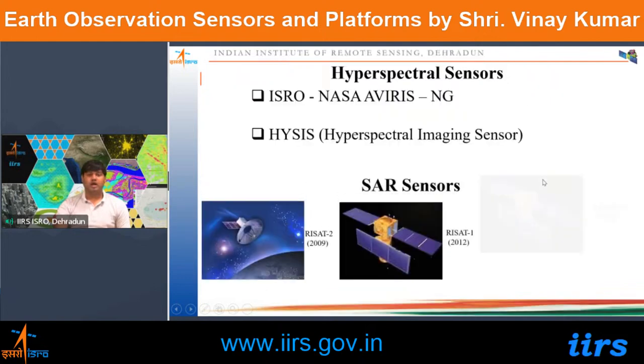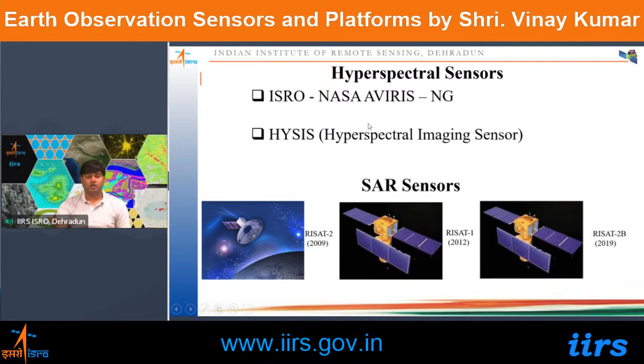Now coming to the hyperspectral sensors of India. ISRO collaborated with NASA and we flew AVIRIS-NG at different sites of India. So this was a NASA sensor. The Next Generation AVIRIS mission had 5 nanometer spectral resolution. HISIS was launched by ISRO. That also has 60 VNIR and SWIR hyperspectral bands with 30 meter resolution and 30 kilometer swath width.